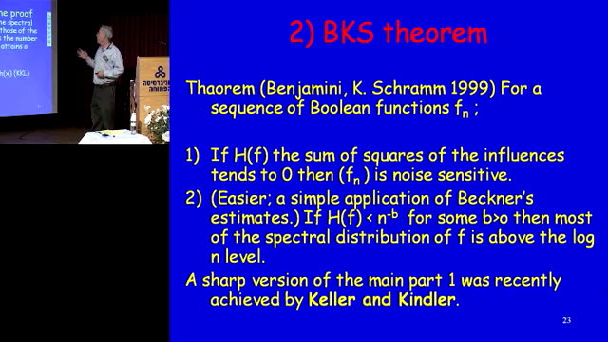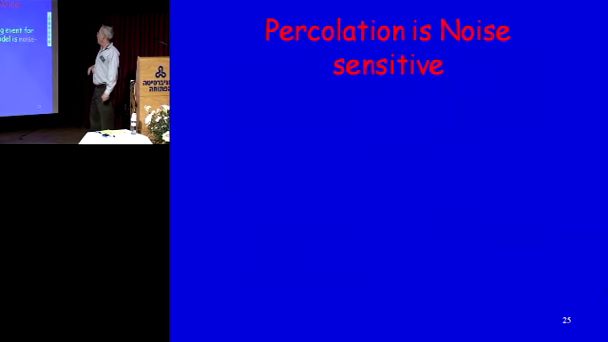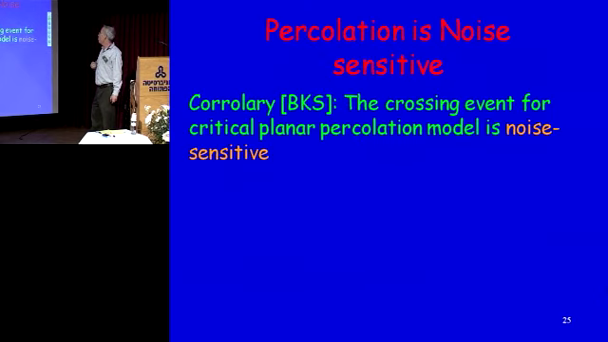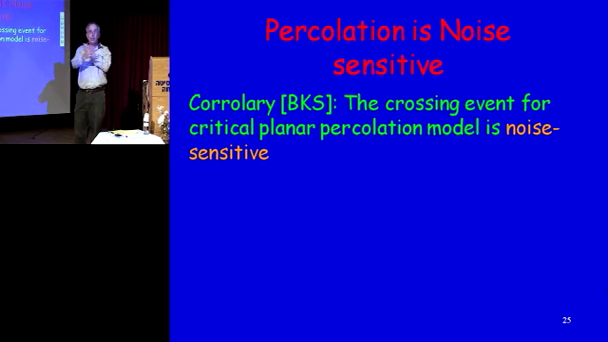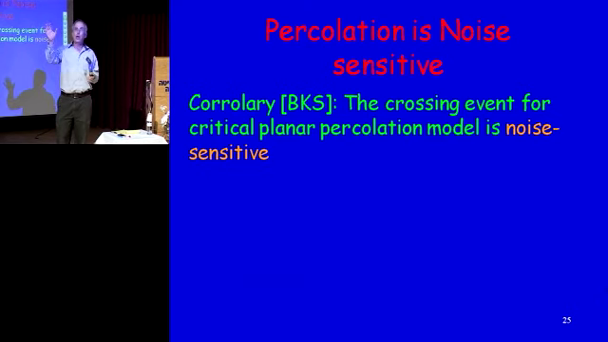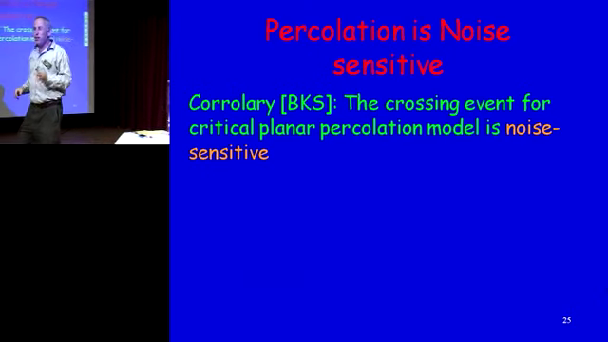And the reason we were interested in noise sensitivity is that we wanted to prove this consequence: the crossing event for critical planar percolation is noise sensitive. So if you want to base an election rule on percolation, you divide the state into little counties, and in each county you see if Bush wins or if Gore wins. If there is a top to bottom connected path of Bush counties, then you give the victory to Bush, and if there is a left to right path of Gore, then you give the victory to Gore. This is not a good election rule because it is noise sensitive.